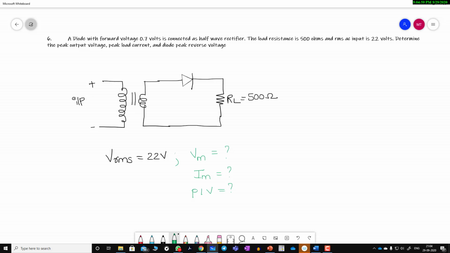So let us see. In the general phenomena, this is the primary winding. Let the number of turns be N1, and here the number of turns be N2. Suppose I am applying an input of 22 volt. If I want to find the voltage at this point, V1 by V2 is equal to N1 by N2. Suppose V1 is 22 volt, this is V2, and as it is not given, I am assuming the turns ratio as 1 and 1. So V2 is nothing but 22 volt.